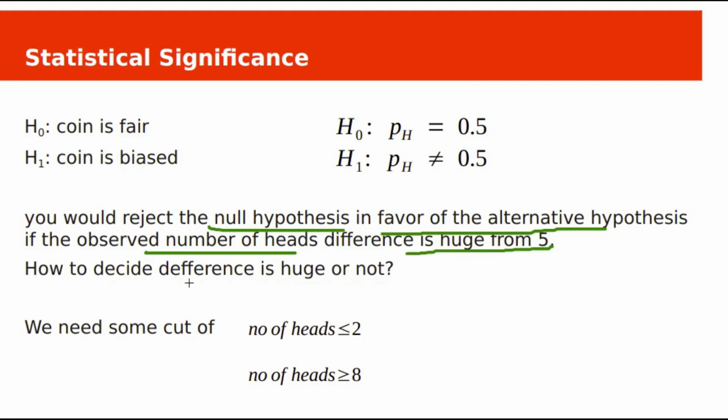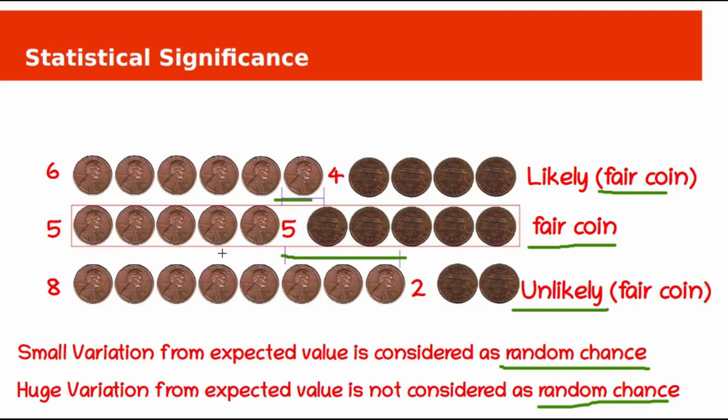How to decide whether the difference is big or small? We need some cutoff criteria, like if the observed number of heads is less than 2, you can consider that difference big, and even if the number of heads is greater than 8, the difference is more. If you have some observations which are 6, 4, 5, 7, the difference from 5 will be small, so you will consider this difference small.